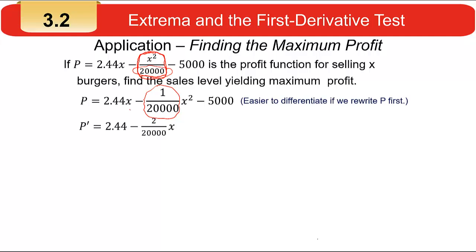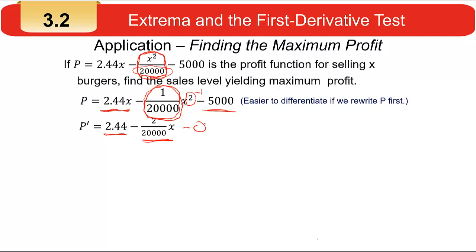The derivative of 2.44x is just 2.44. And the derivative of a number times x squared is just the number times the power by the power rule. That's 2 times 1/20,000th, which is 2/20,000. And then you subtract 1 from the exponent, and instead of it being x squared, it becomes x to the first, which is just x. And that gives you the second term's derivative. And of course, the derivative of a number is just 0. So you end up with a very simple expression.